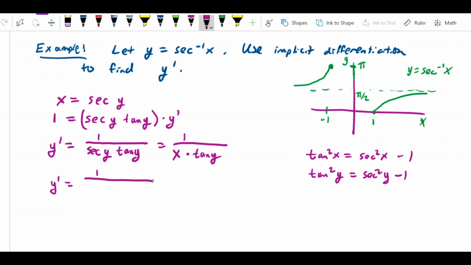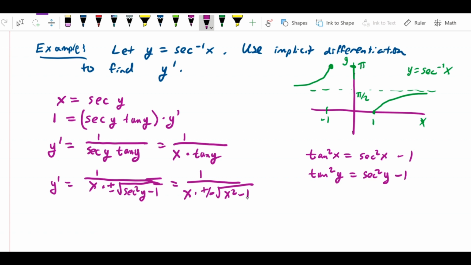This is 1 over x times, I'm going to write plus or minus the square root, just for the time being. This would not be a complete answer, but if tan squared equals secant squared minus 1, we don't really know whether tan is the positive or negative square root of that, so I'm just going to write that it could be plus or minus the square root of secant squared y minus 1. Fortunately, we can replace the secant squared y with just x squared, because x is equal to secant y, so this is going to be 1 over x times plus or minus the square root of x squared minus 1.